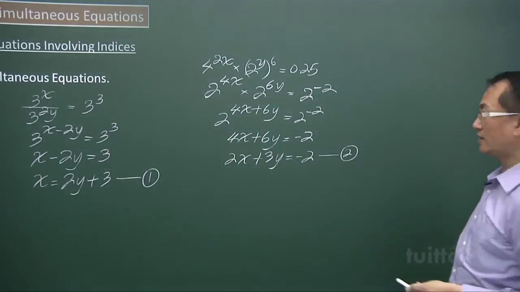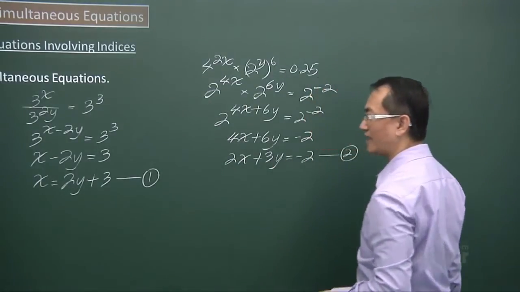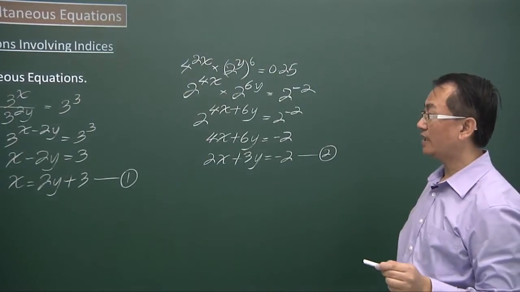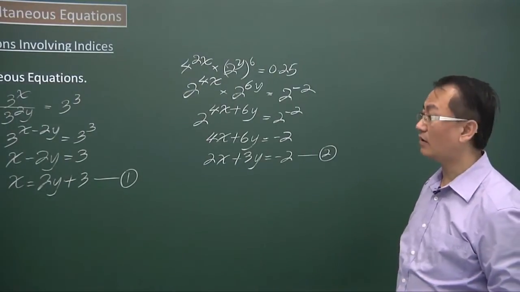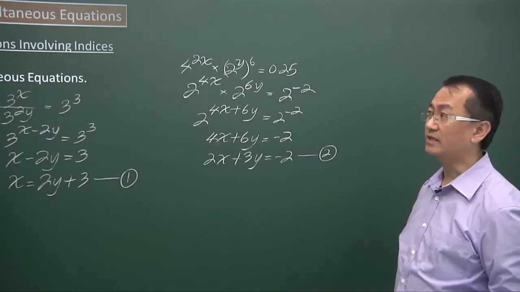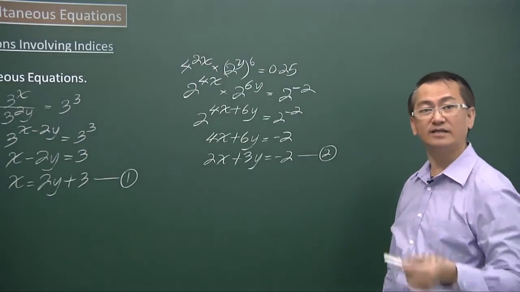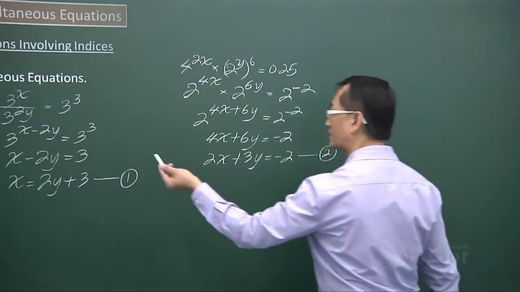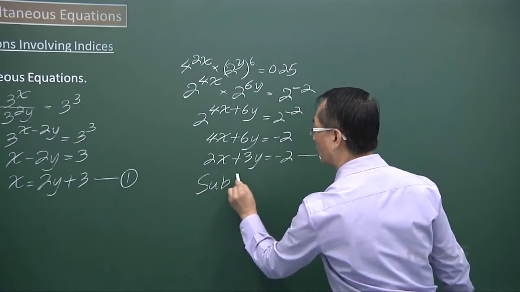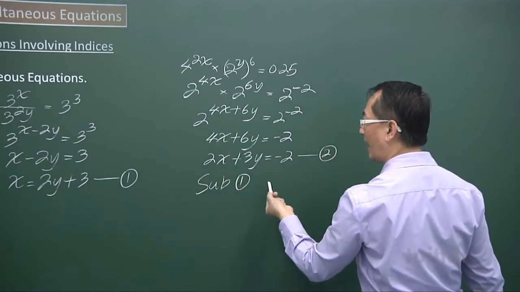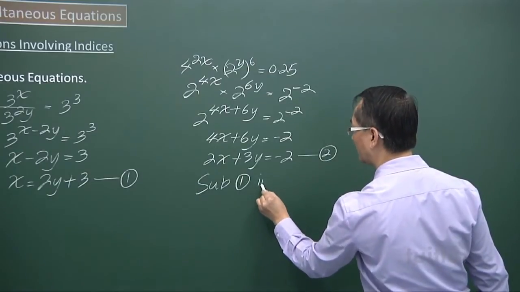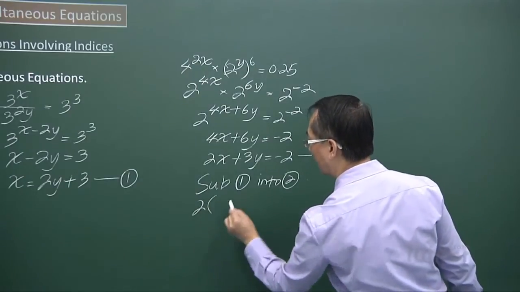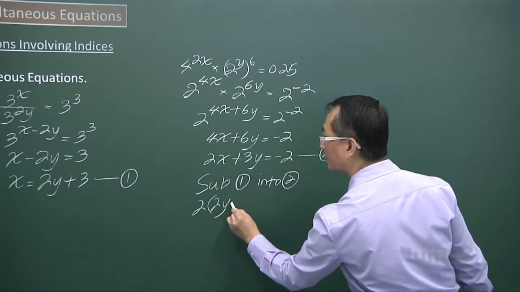In this situation, both these equations are linear equations, and therefore we have a choice of perhaps using the elimination method or even the matrix method. But since we are looking at this group of questions using substitution, we stick to it. So substitute equation 1, the expression of x, into equation 2. So 2, the x is replaced by 2y plus 3.